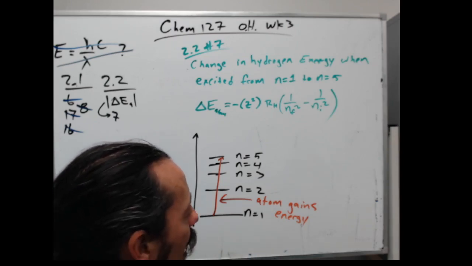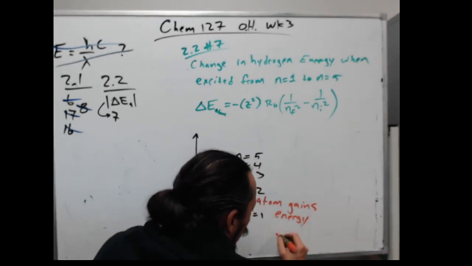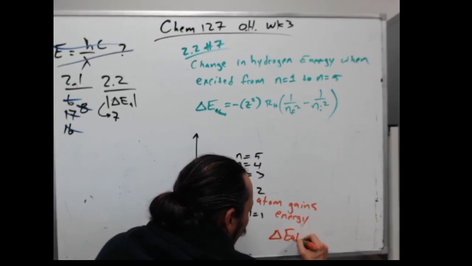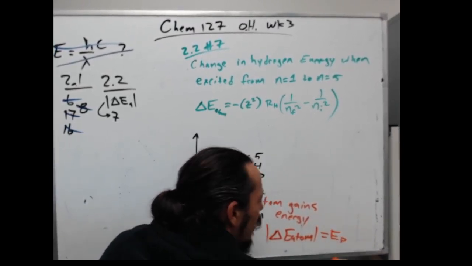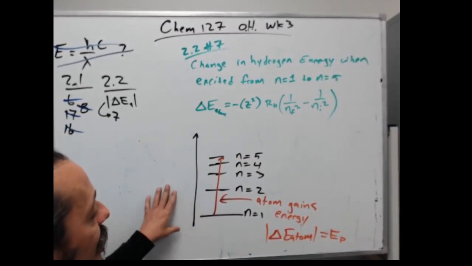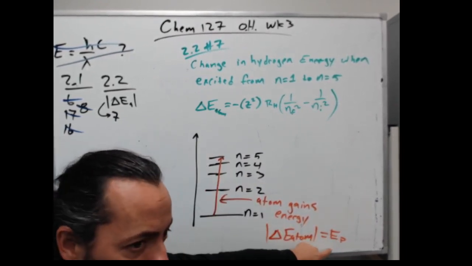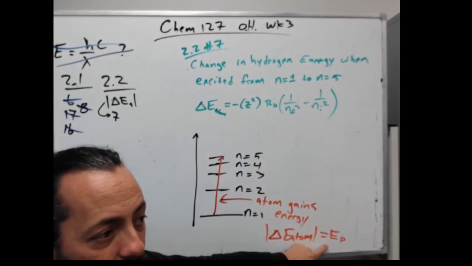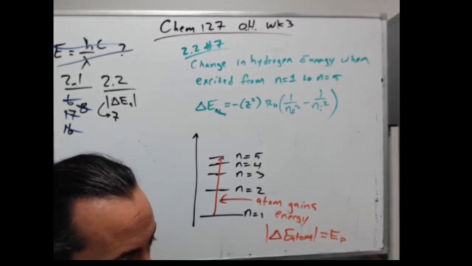Most of the time when we're talking about atoms, we'll be looking at this in terms of the change in energy of the atom related to the energy of a photon being absorbed or emitted. So in this situation where the atom is gaining energy, it's gaining photon energy. So the photon energy and the atom gaining energy should be the same value.